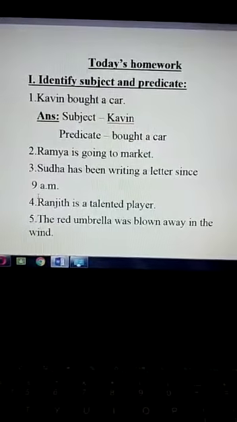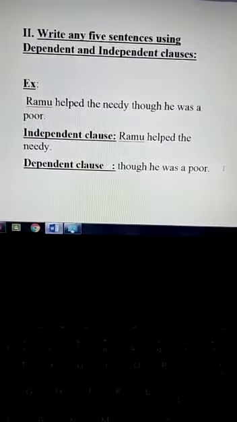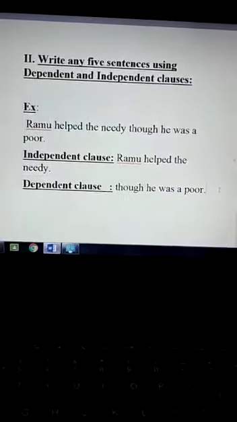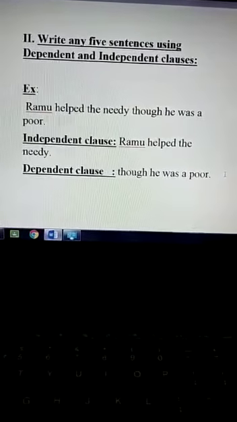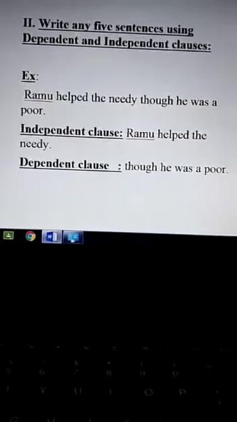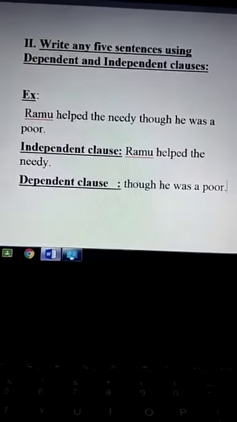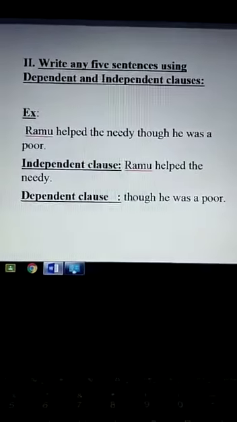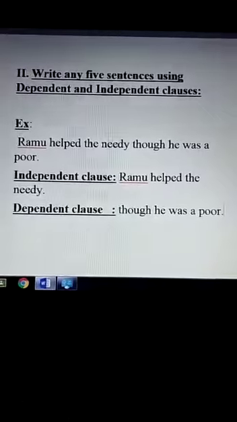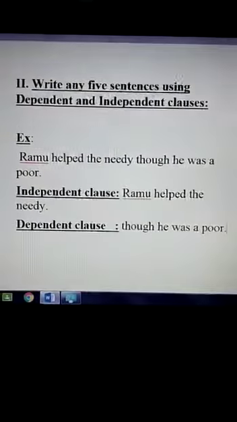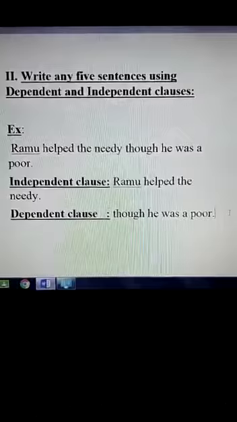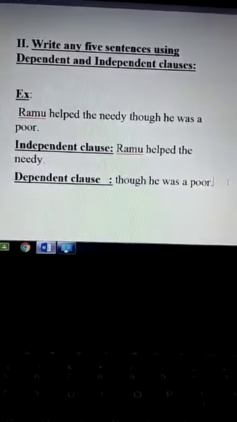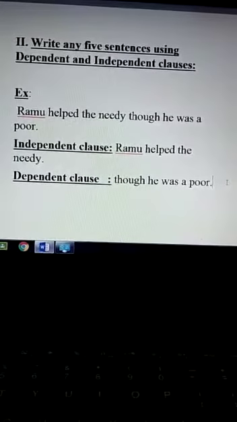Okay, children. Another homework. Second Roman letter. Write any 5 sentences using dependent and independent clauses. You see the example. Ramu helped the needy though he was poor. Here, Ramu helped the needy. This is a complete sentence. Though he was poor, incomplete sentence. Though he was poor, the sentence depends on the first sentence, Ramu helped the needy. Then only it will get meaning. So here, independent clause, Ramu helped the needy. Dependent clause, though he was poor.